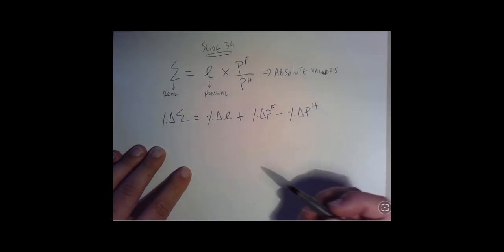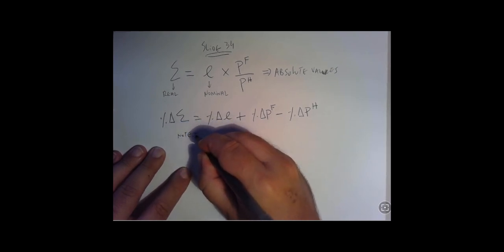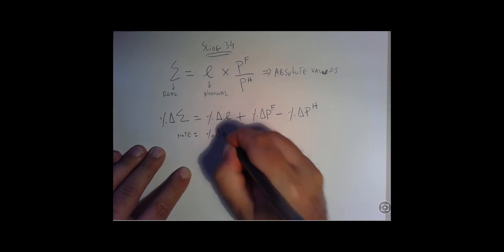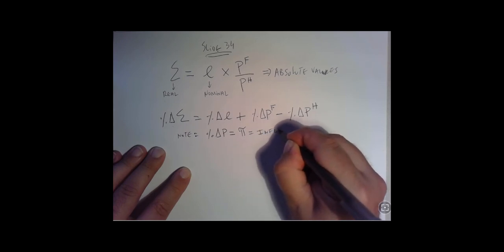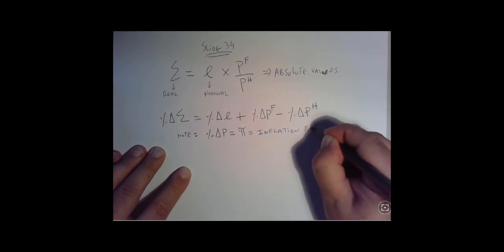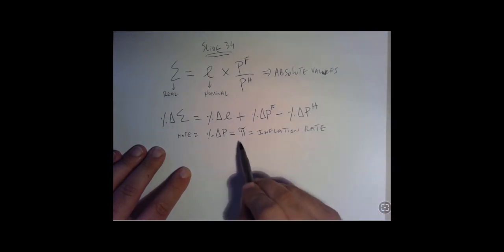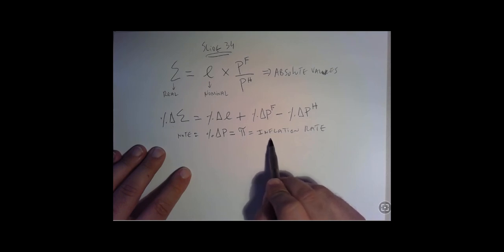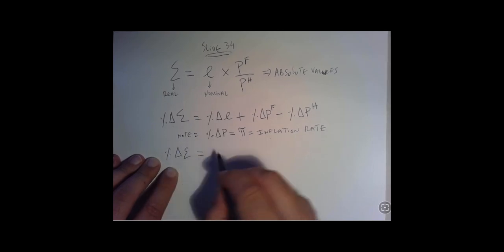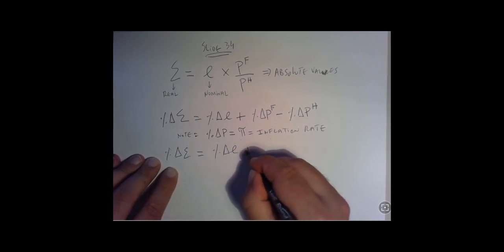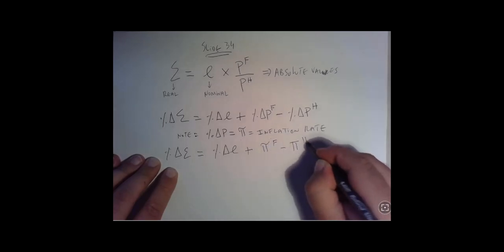Now, from first principles, we know that a percentage change in prices is basically equal to the inflation rate. We typically use pi to denote the inflation rate in economic models. So we can rewrite this formula as the percentage change in the real exchange rate is equal to the percentage change in the nominal exchange rate plus the inflation differential between the foreign inflation and the home inflation.